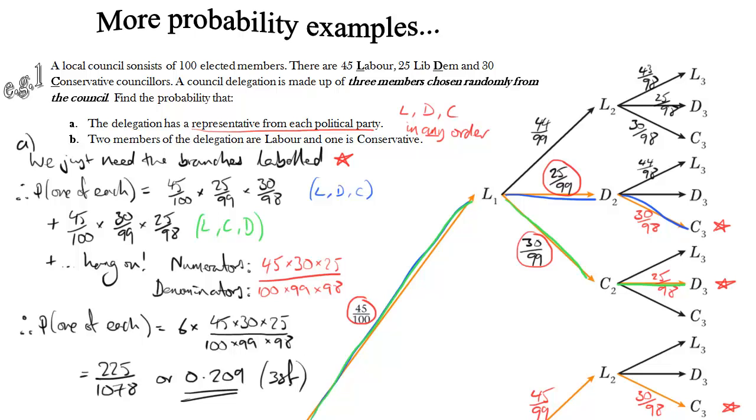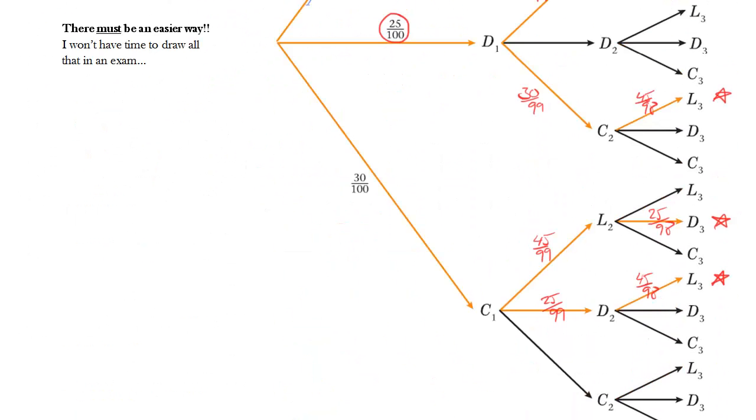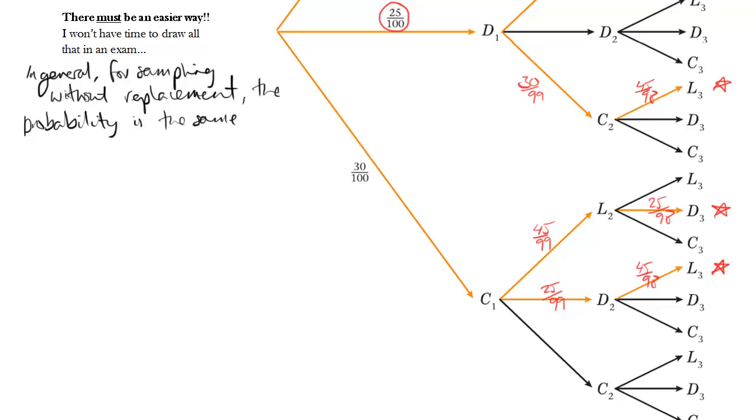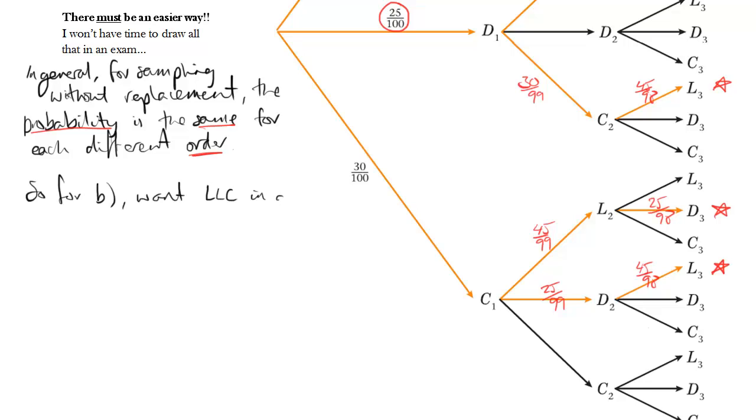Now part B, similar thing, we want two Labour members and one Conservative. And we're going to use something that we've just touched upon, which is that in sampling without replacement, the order doesn't matter. The order that you get them doesn't matter. If you get the same things in your outcome, then you get the same probability. Okay, so for part B, we want to get Labour and Conservative, and it doesn't matter what order.